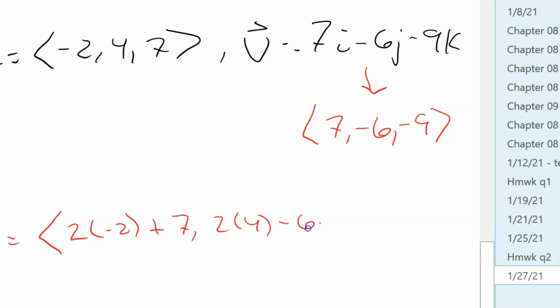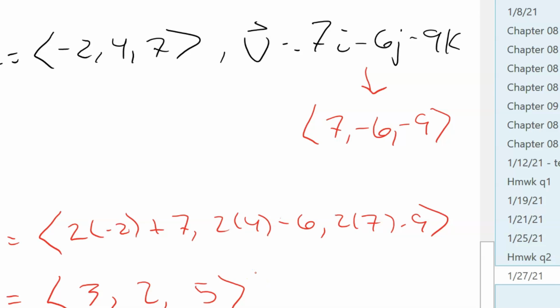Which gives me -4, +3, and then +2, and then +5. Right? -4 plus 7 is 3, 8 minus 6 is 2, and 14 minus 9 is 5. So far, so good?